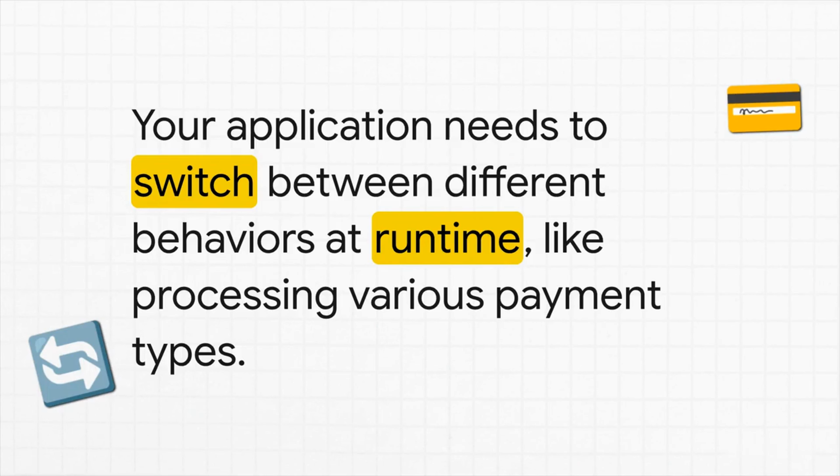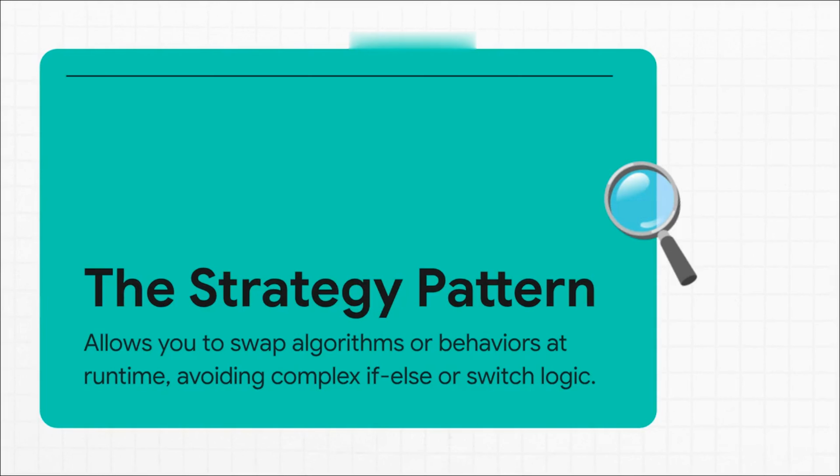Okay, let's try another one. This is a classic. You're building an e-commerce site. You need to let people pay with a credit card, or PayPal, or maybe a gift card. So how do you handle all those different payment methods without writing a giant, horrifying if-else block? You know the one I'm talking about. Well, this is where the strategy pattern comes in to save the day. It's a behavioral pattern, and it's brilliant.